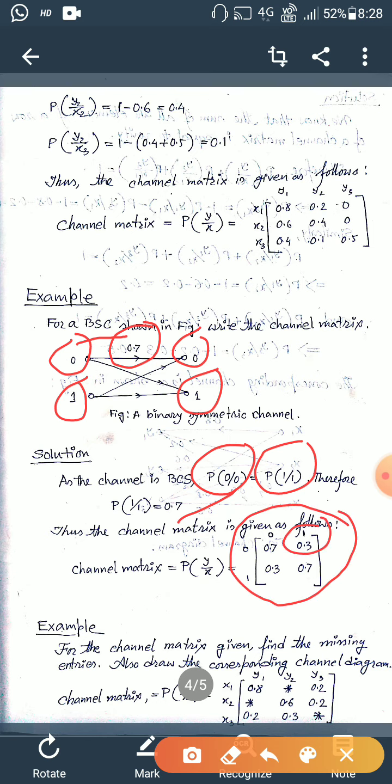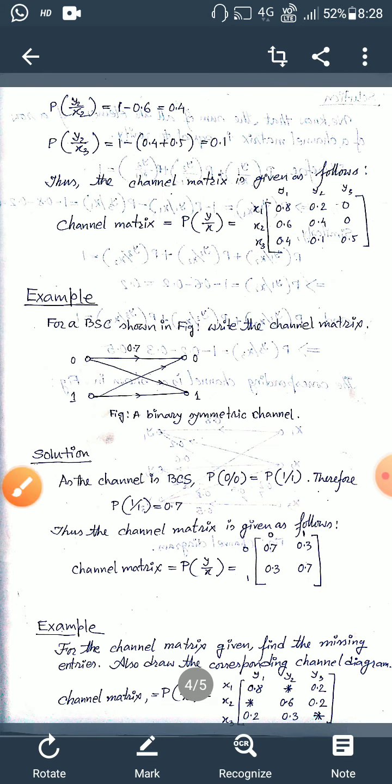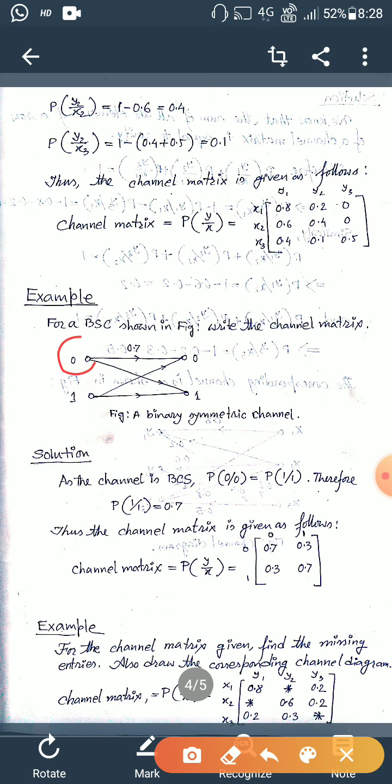Why is this 0.3? Because the summation of probability of 0 should be 1, so if one path is 0.7, the other path should be 1 minus 0.7, that is 0.3. So you can record the matrix.